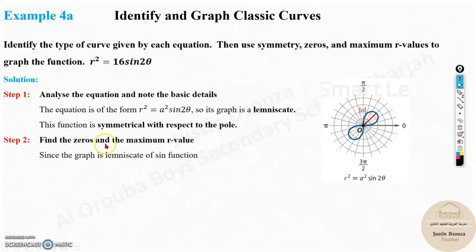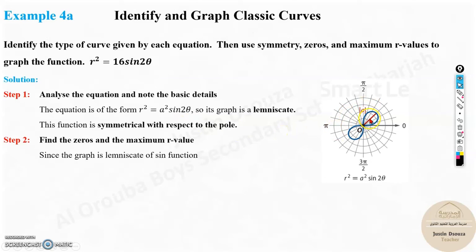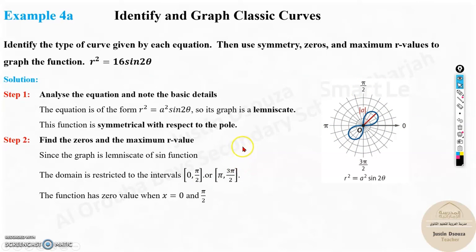Now what about the zeros? See, this is a sine function. So now the domain is restricted. If it was cos, then it would have been over here and over here. But this is sine. It's slanted. The domain is restricted to where and where? From 0 to pi by 2 and from pi to 3 pi by 2. This is very important whenever it is sine. So the possible domain is 0 to pi by 2, and pi to 3 pi by 2. And where does it have zeros?